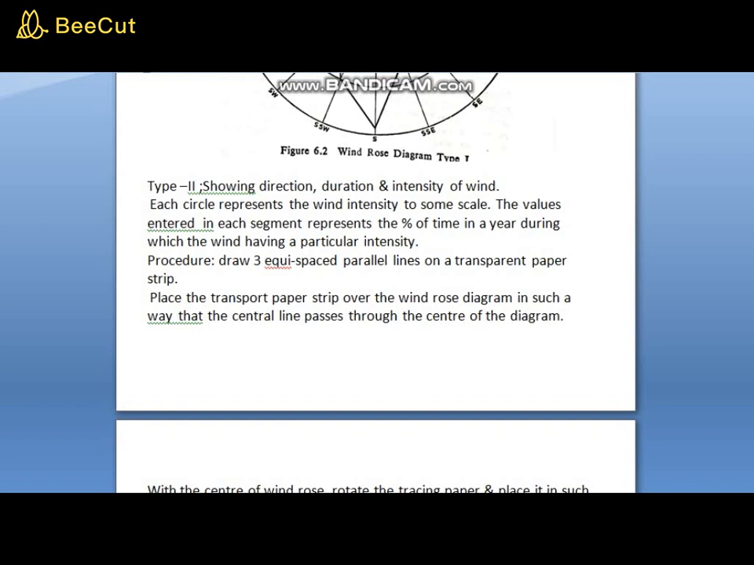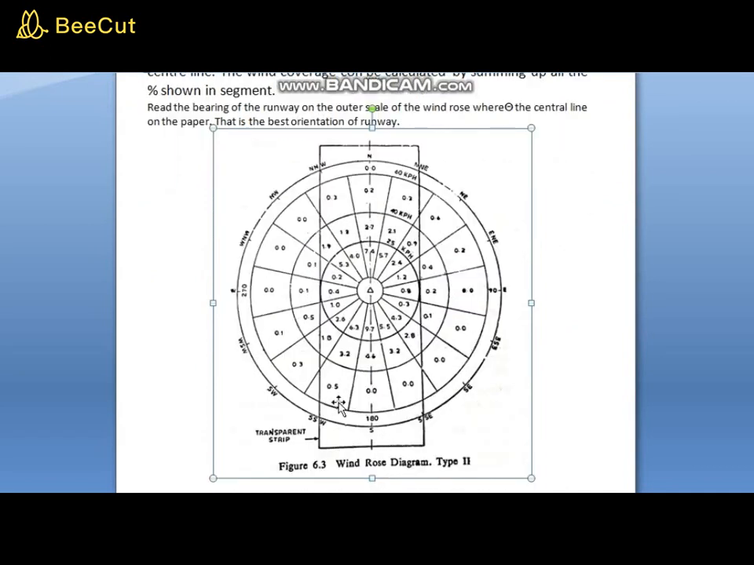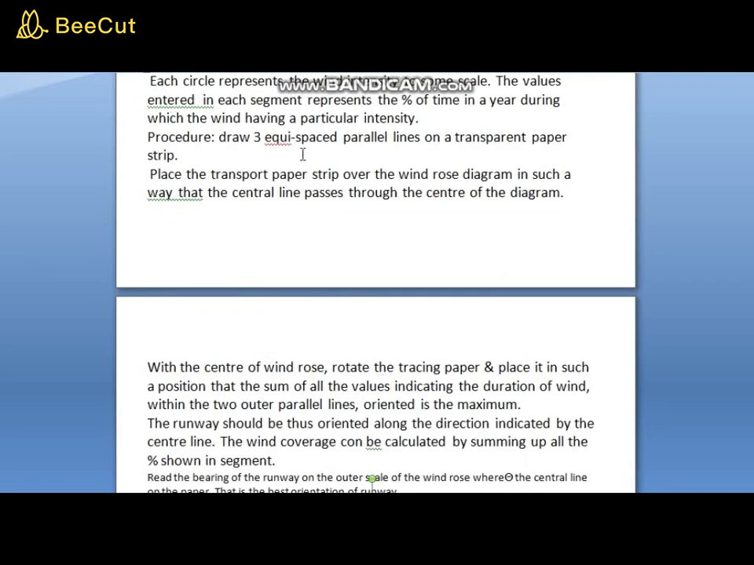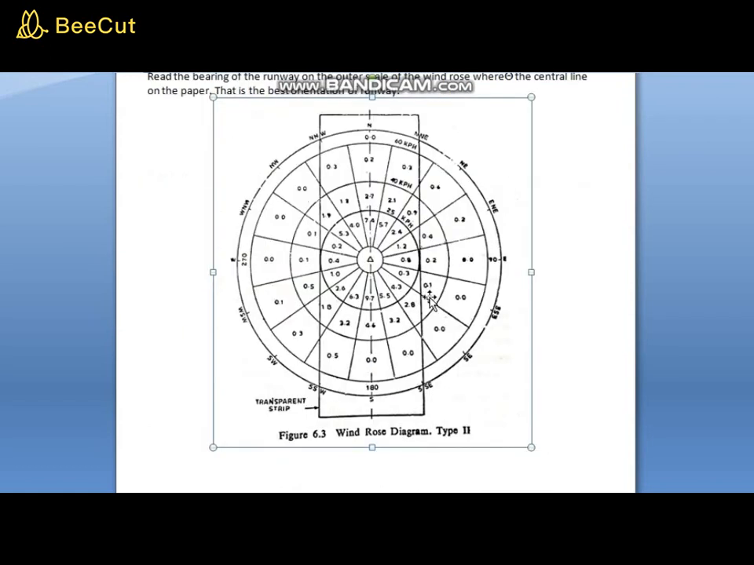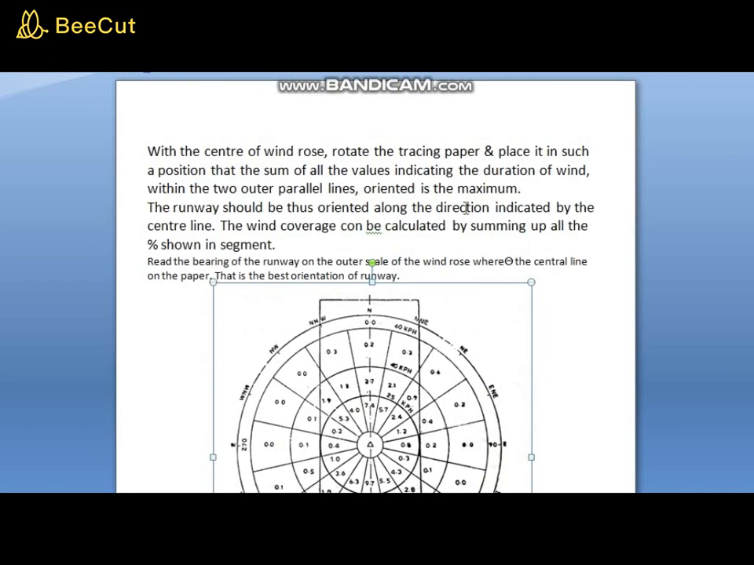The procedure to draw this type 2 diagram is to draw 3 equi-spaced parallel lines on a transparent paper strip. See, this 1, 2, 3. These are 3 equi-spaced parallel lines on a transparent paper. Place the transparent paper strip over the Windrose diagram in such a way that the central line passes through the center of the diagram. See, the center line passes through the center of the Windrose diagram.